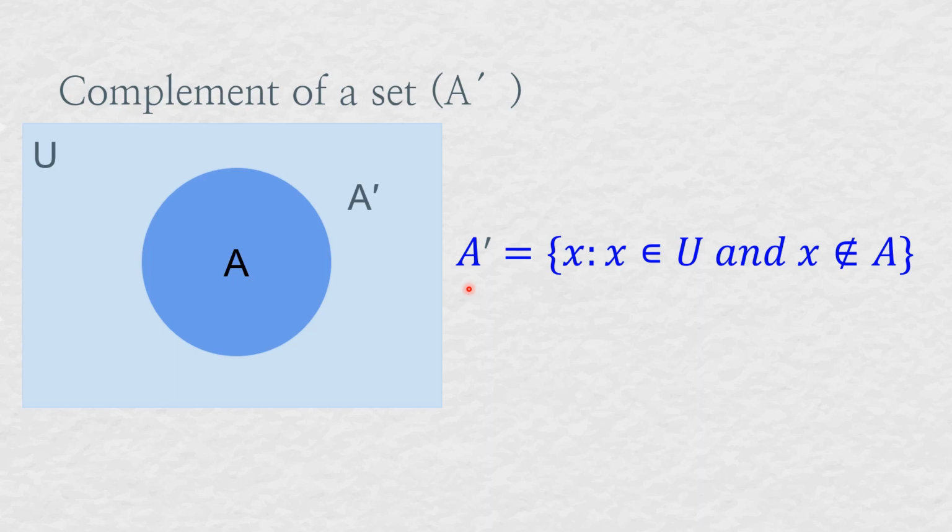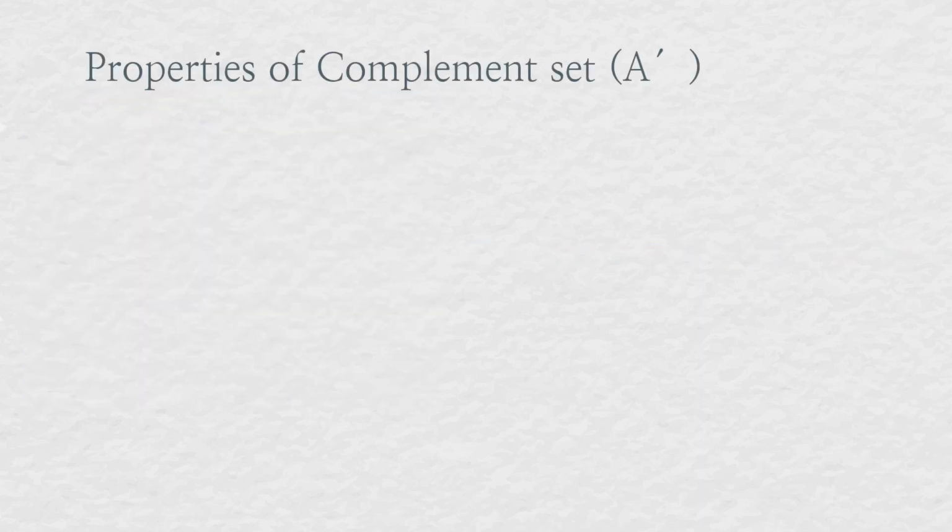There are some properties followed by the complement of a set. If we take the union of set A with its complement, the result will be the universal set, and if we take the intersection of set A with its complement, the result will be an empty set. These are called complement laws.